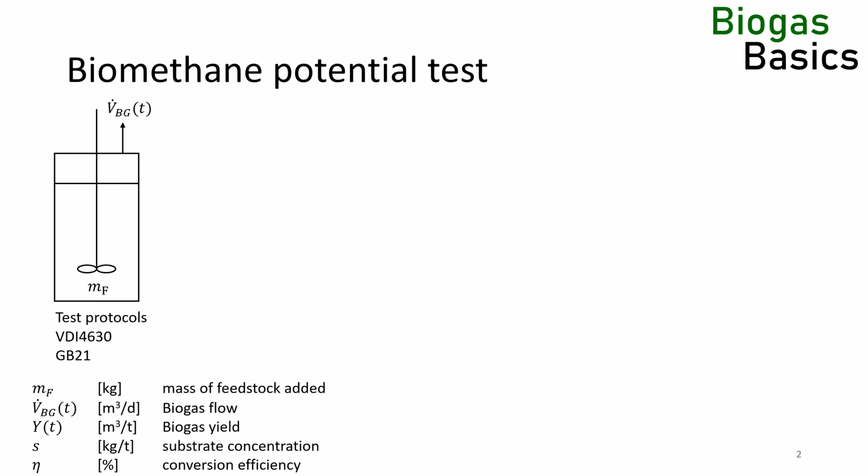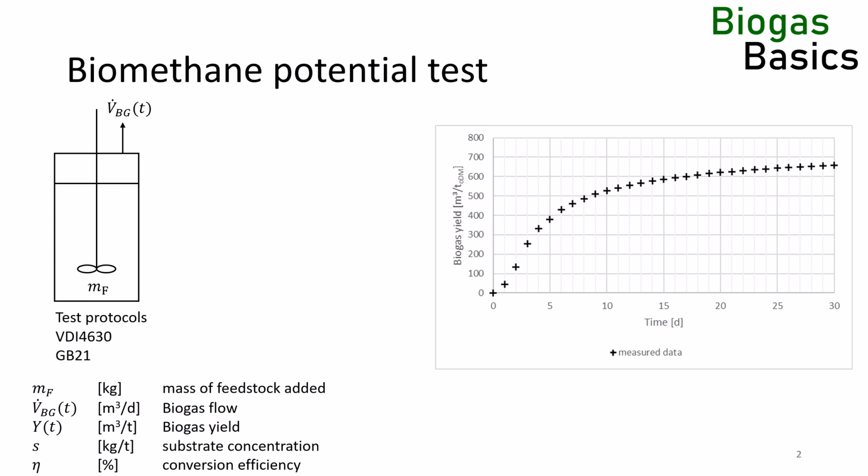The gas production divided by the organic dry matter mass in the feedstock is the biogas yield. It can be plotted over time. We get a curve that looks like this. This curve looks somewhat like a first-order kinetic, although not quite like it. Let's examine the first-order reaction.